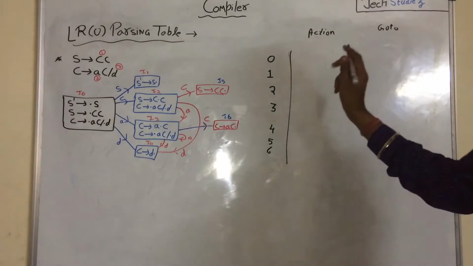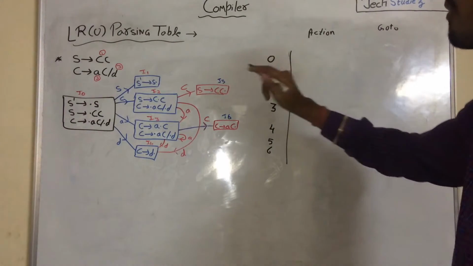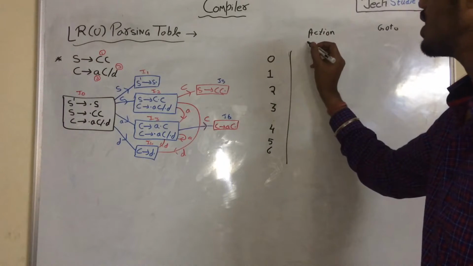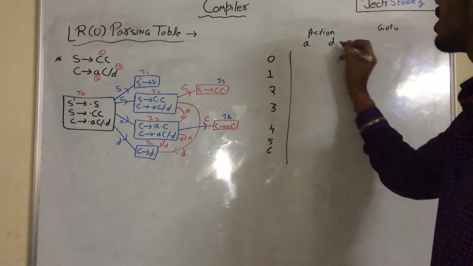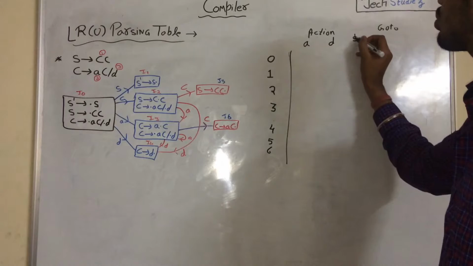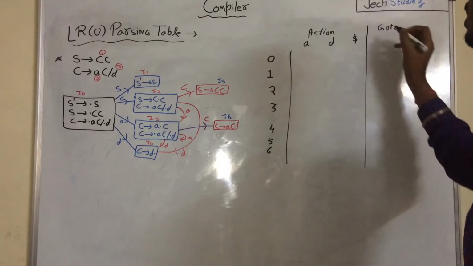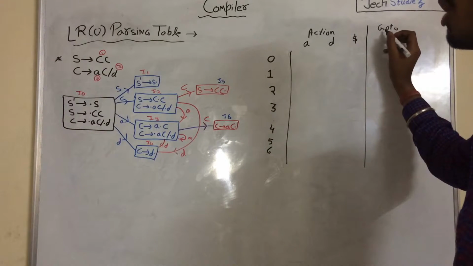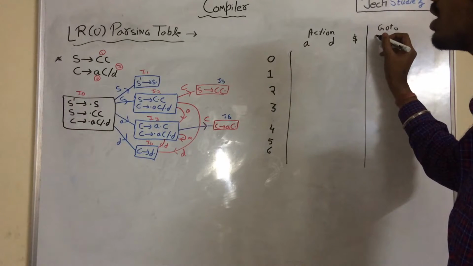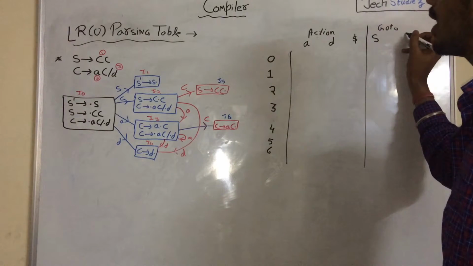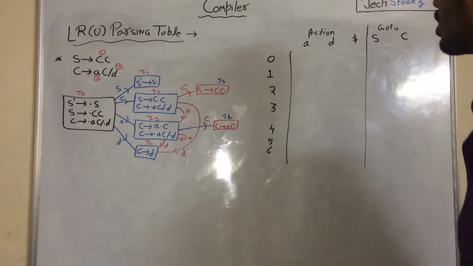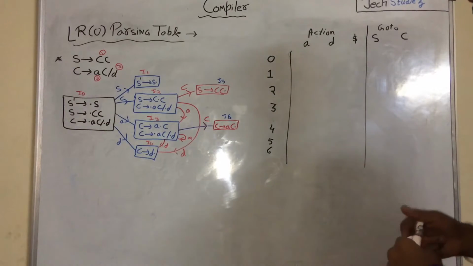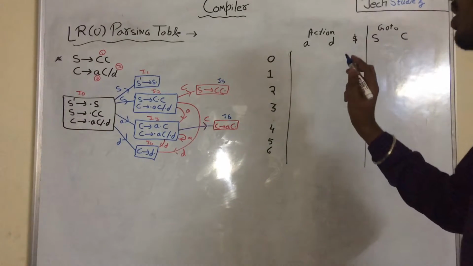So now check for action part, how many terminal symbols we have here? We have only A and D, and we have to add dollar by our side. And now check for go to, how many non-terminal symbols are there in this? S and C. There is not any terminal or non-terminal symbol left. Now fill the LR0 parsing table.